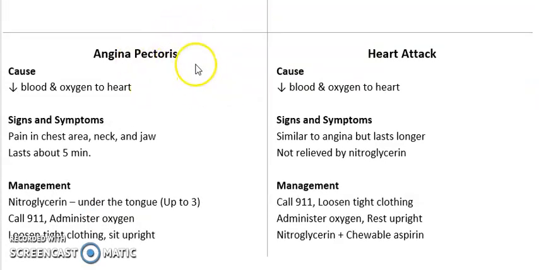Angina pectoris, that is a problem that happens.